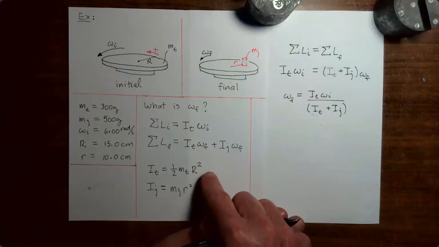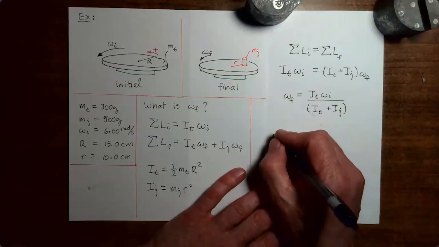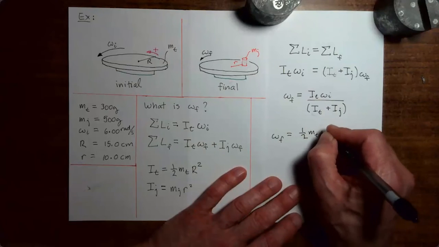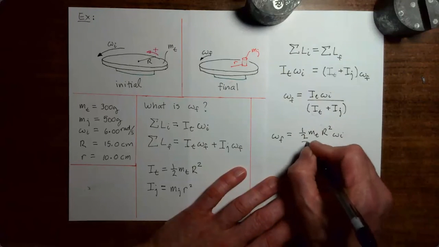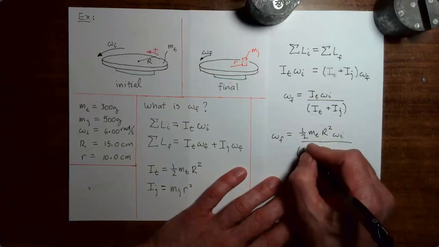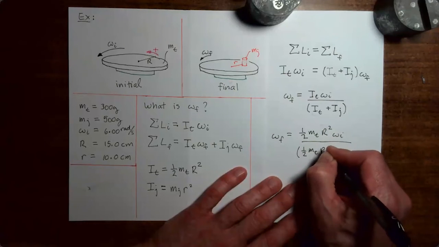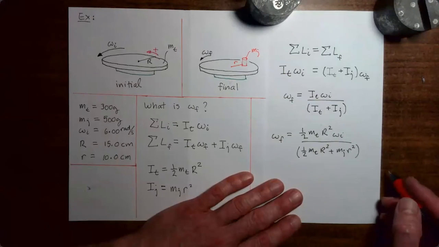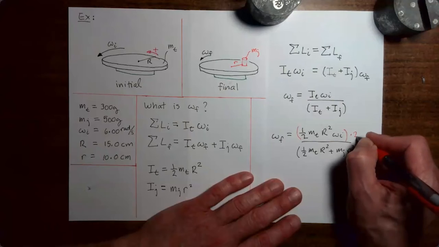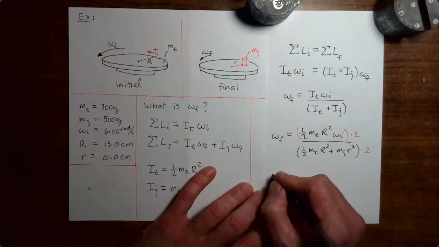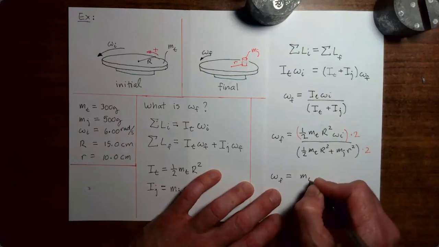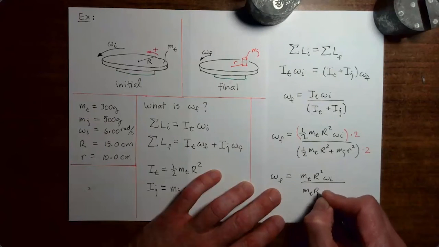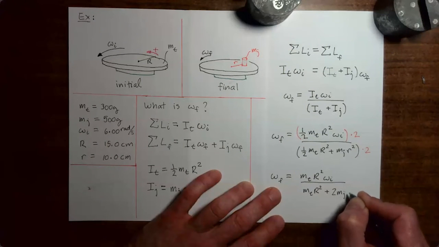Now let's substitute those expressions for moment of inertia tray and moment of inertia jar. That gives me omega final equals, for moment of inertia tray, 1/2 mass tray big R squared, and omega initial. And in the denominator, 1/2 mass tray big R squared plus mass jar little r squared. To simplify the algebra just a bit, I'm going to multiply top and bottom by 2. That gives me omega final equals mass tray big R squared omega initial divided by mass tray big R squared plus 2 mass jar little r squared.